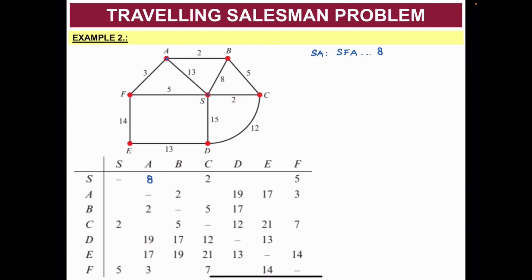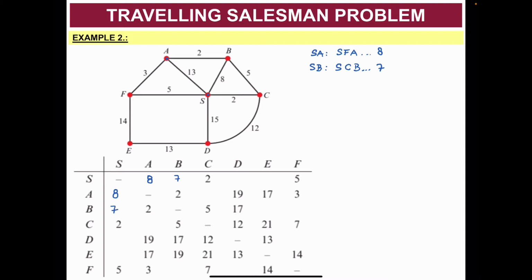So SA and AS is the same distance. The next one is SB. From S to B, the direct link is 8. Through A, it's 15, but through C, so S, C, B, it's only 7. So 7, and then 7.